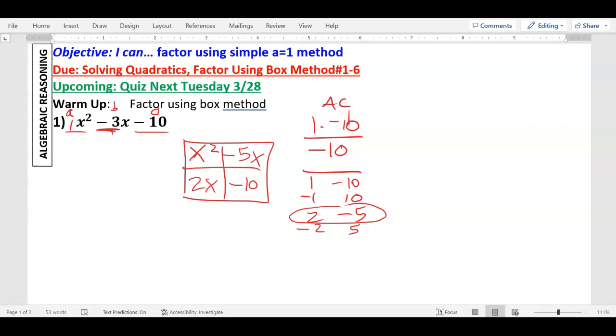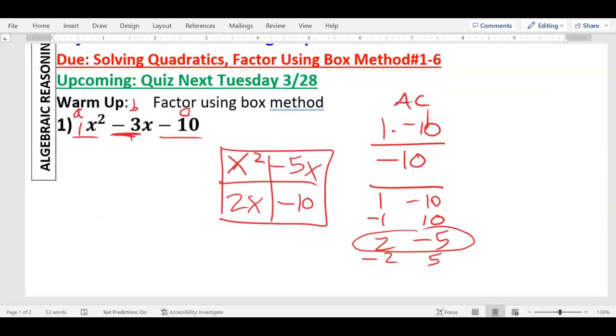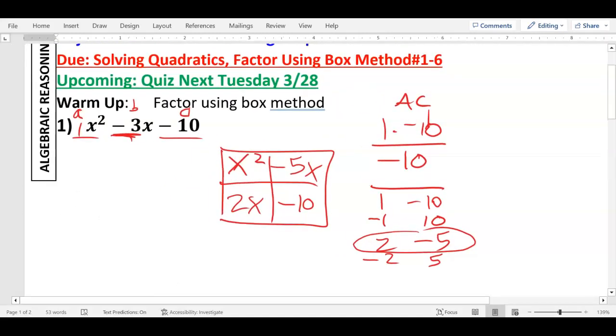Now, remember, each row and column you're going to factor. So what comes out of 2x and negative 10? What goes into 2 and 10? If they're both even, 2. 2 goes into 2, 2 goes into negative 10. Above that, what goes into x squared and what goes into negative 5x? Well, there's no number, but they both have an x, so x.